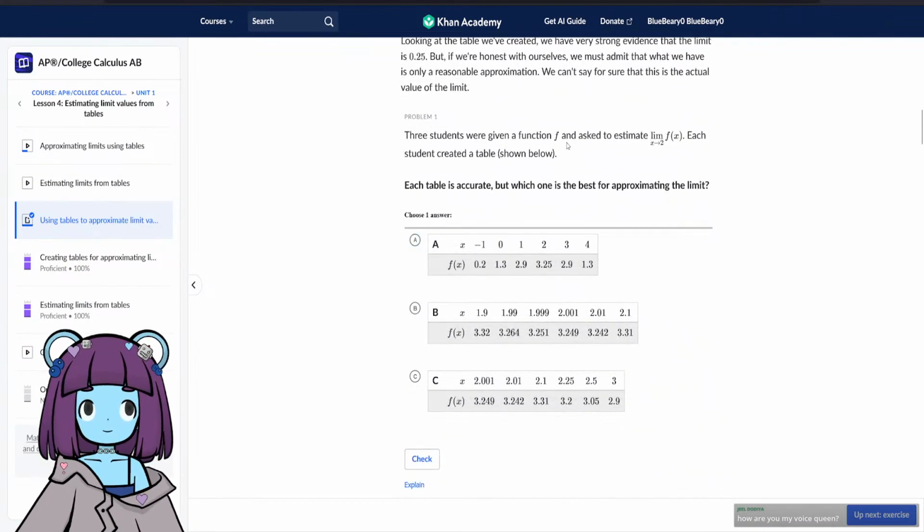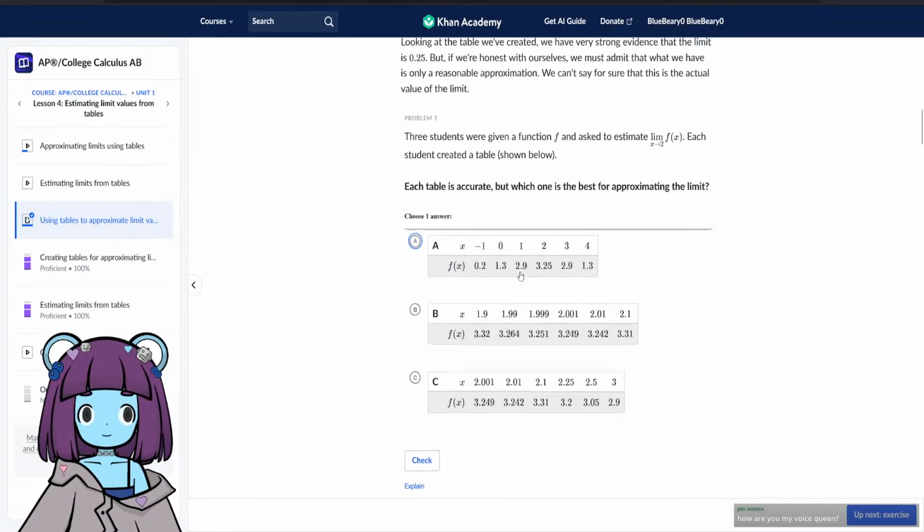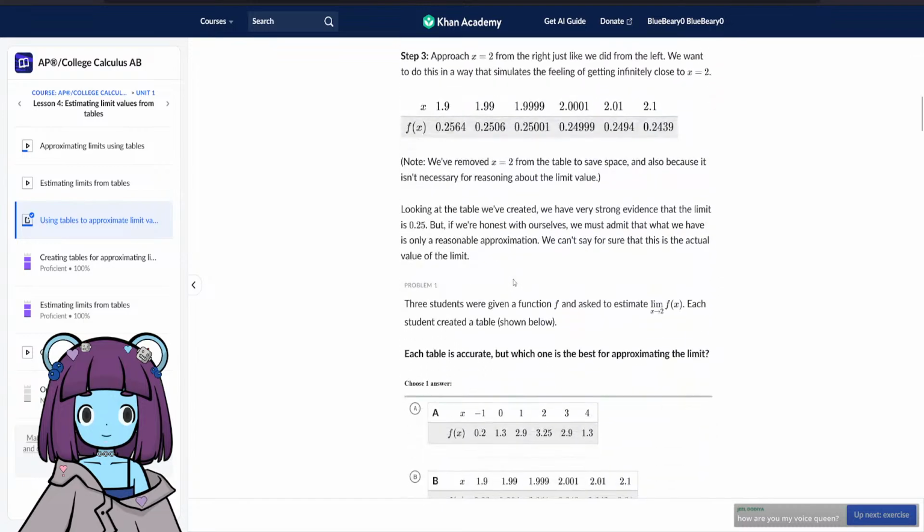If you look at the table, you pick a table that is best for approximating the limit, and that is when it has 2 in the middle and it slowly approaches 2. This is like the units, or what do you call it, the spaces in between?